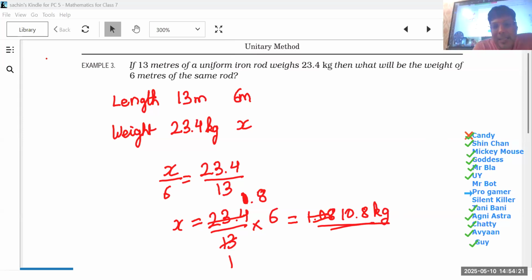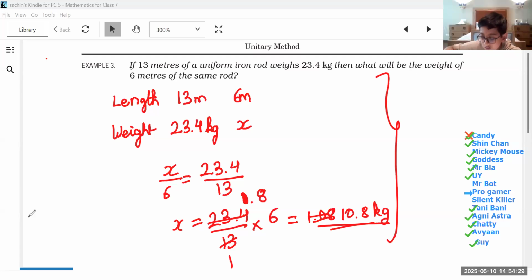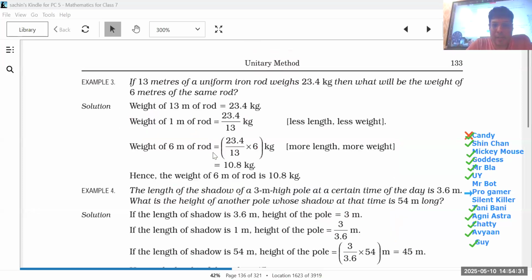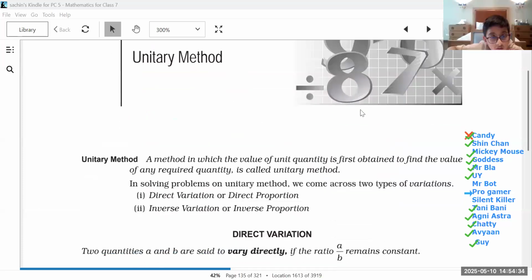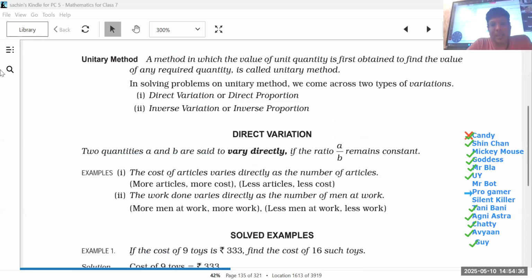All right. So guys, what we are doing, this is what? This is which type? Linear equations. What is this? No, this is not linear equation. What is this? Ratio proportion. So guys, this is direct variation. What is this called? Direct variation.